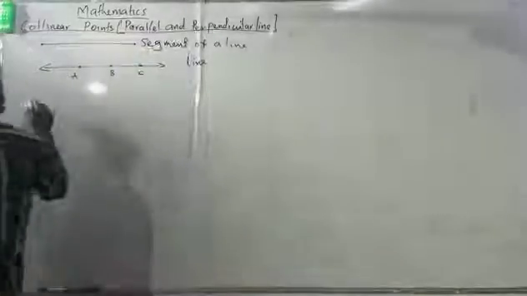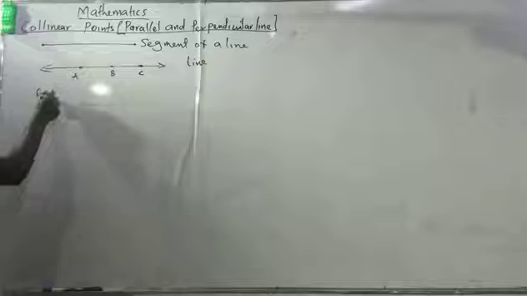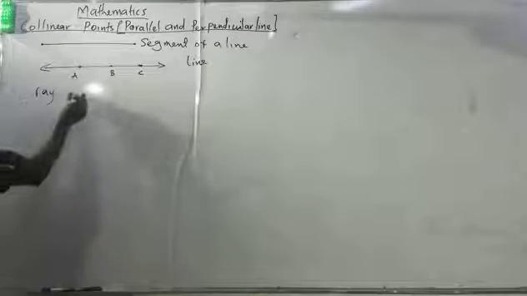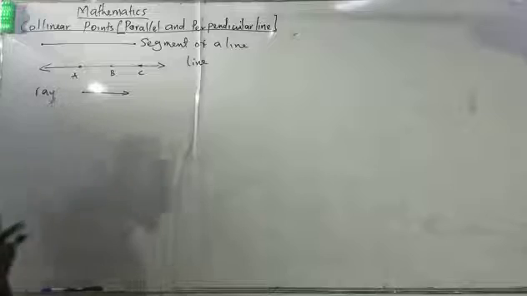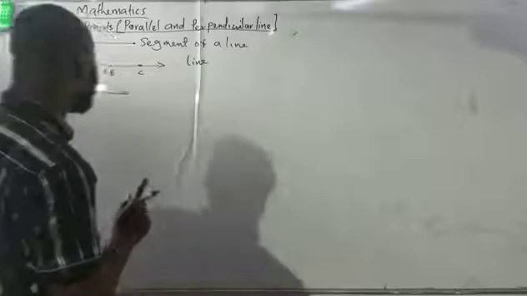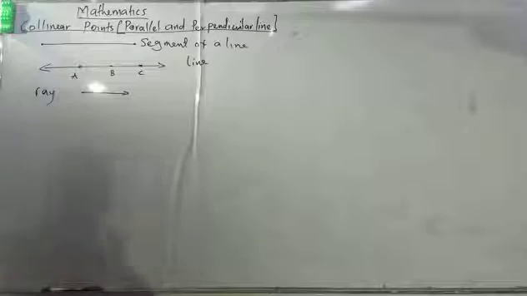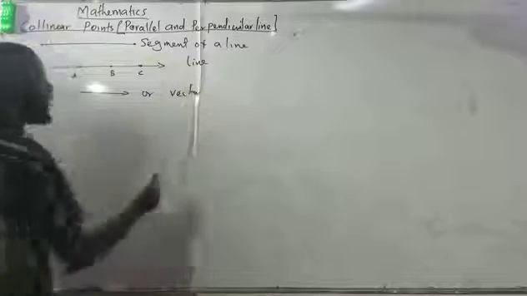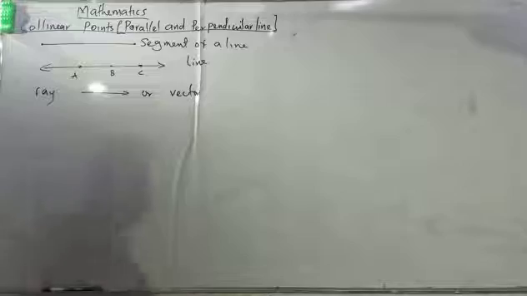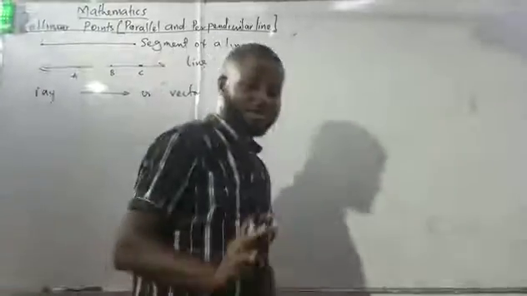And mind you, we have what we call a ray. Ray is just like this. A ray has a beginning but no end. Now, this can also be called a vector. Please take note of this information, it is very, very important.